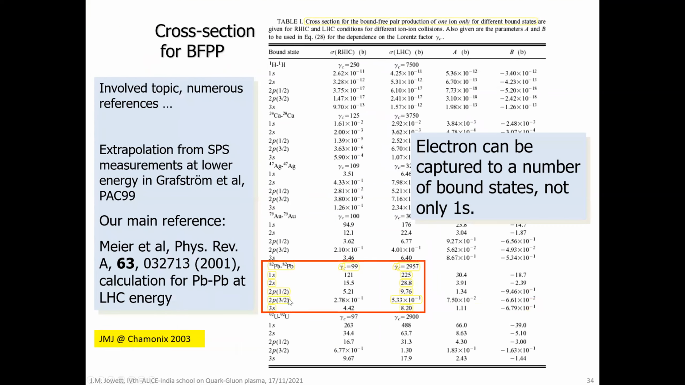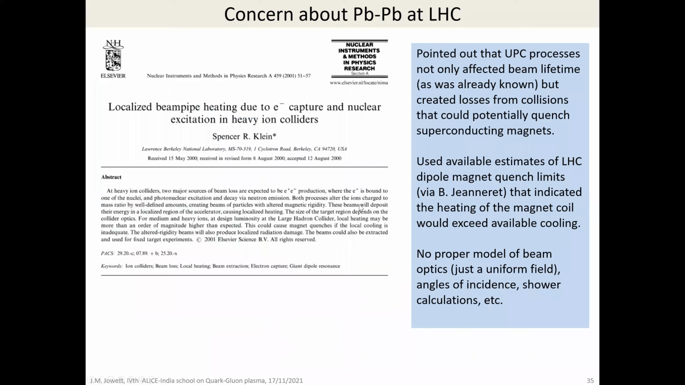There are more detailed calculations, of course, which people have done. This is a paper we often refer to, which gave the values for the LHC. Concern about this effect was first raised by Spencer Klein back in 2001. Before even I was working on heavy ions in the LHC, he made some estimates which suggested that these losses could heat the magnet coils and exceed the available cooling, and therefore quench the superconducting magnets, bringing the operation to a halt, so limiting luminosity.